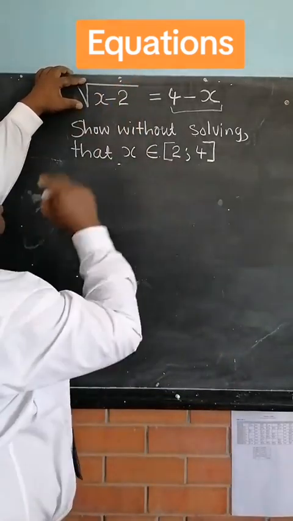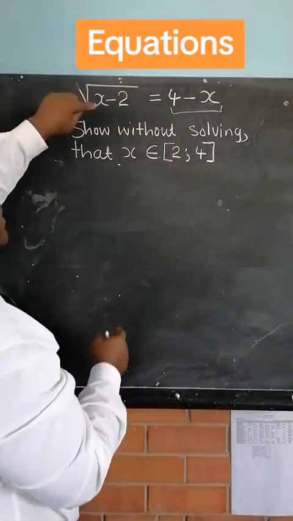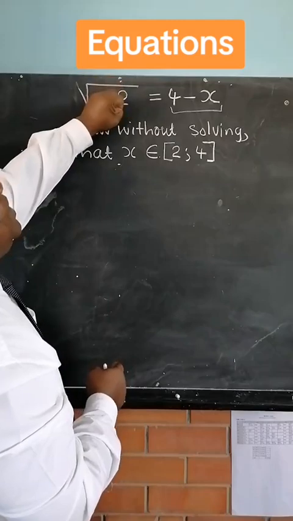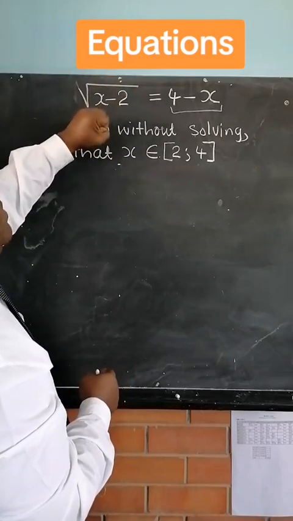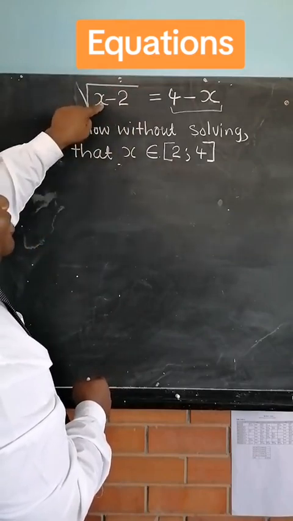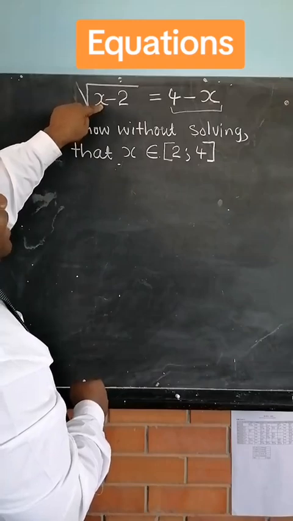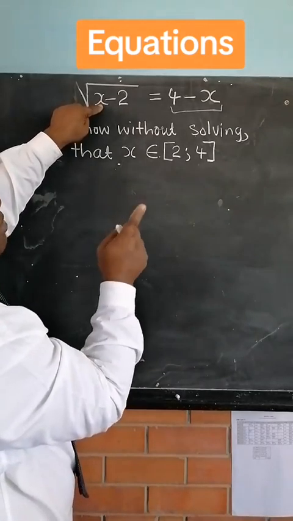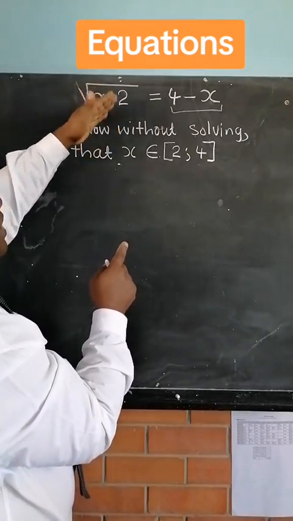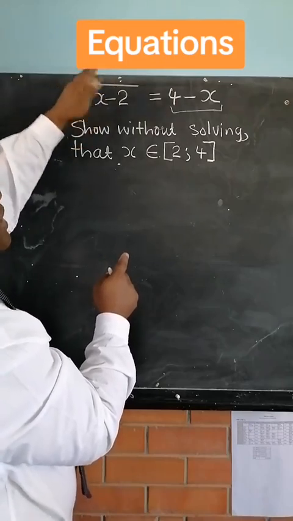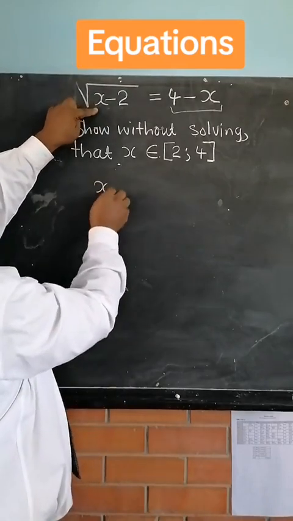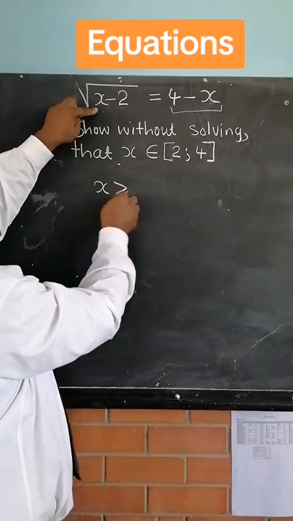For the left-hand side to be real, x must be controlled. The quantity under the square root cannot be negative for us to get the square root. So x must be controlled. The moment we let x be below 2, there's a problem. If I put 1 minus 2, it will give us negative 1, which is unreal when we take the square root. So x must be greater than or equal to 2.